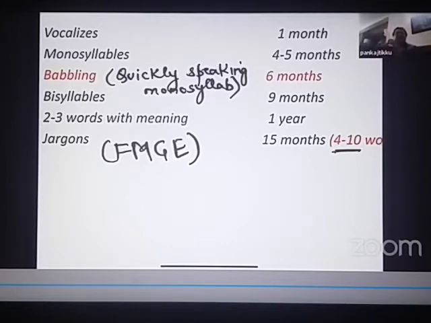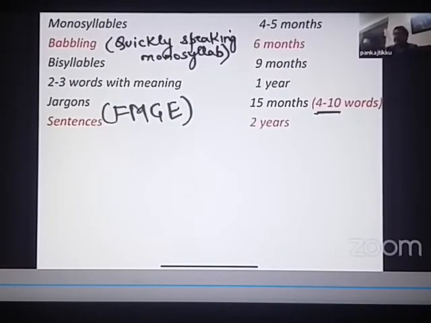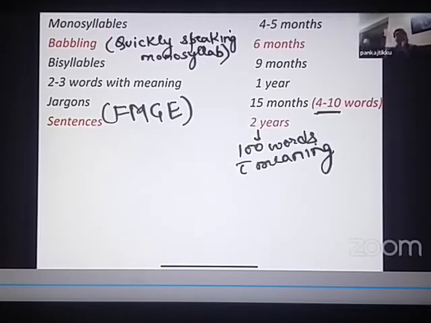A child jargons at the age of 15 months. Mind you, this is still not a sentence. This is a jargon. But when does a child start speaking in sentences? The child starts speaking in sentences only at the age of 2 years. So the first time the child will start combining words. By 2 years, he can speak almost 100 words with a meaning, and it is at this time that he can combine these words into a sentence.